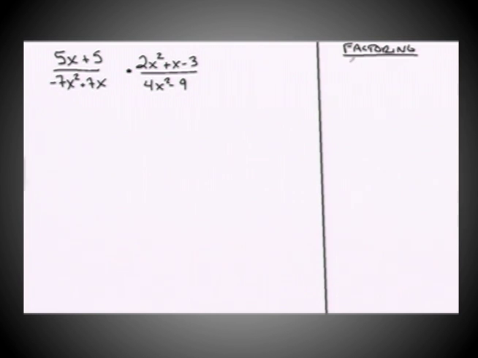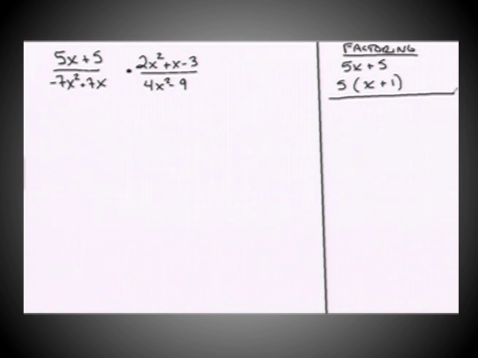So we'll first start by factoring the first numerator, 5x plus 5. And this has a GCF of 5, and when we divide that out of both terms, we're left with x plus 1. So we have our first numerator factored.